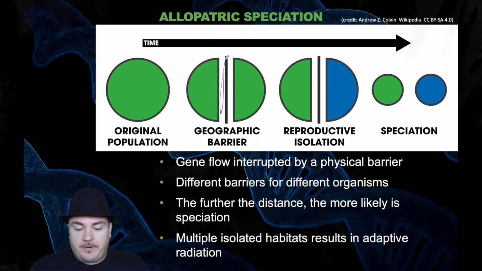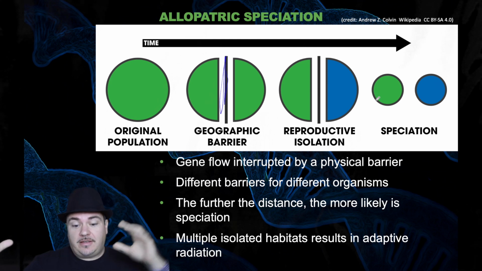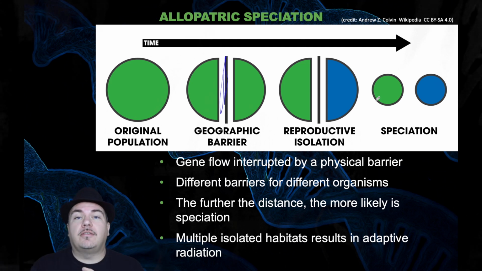What this geographic barrier is depends upon the organism. For example, the Grand Canyon would definitely be a geographic barrier for a squirrel. A squirrel on one side of the Grand Canyon can't get to, and therefore mate with, a squirrel on the other side of the Grand Canyon. But that same barrier would not be a geographic barrier for a hawk. The hawk can easily fly from one side to the other.